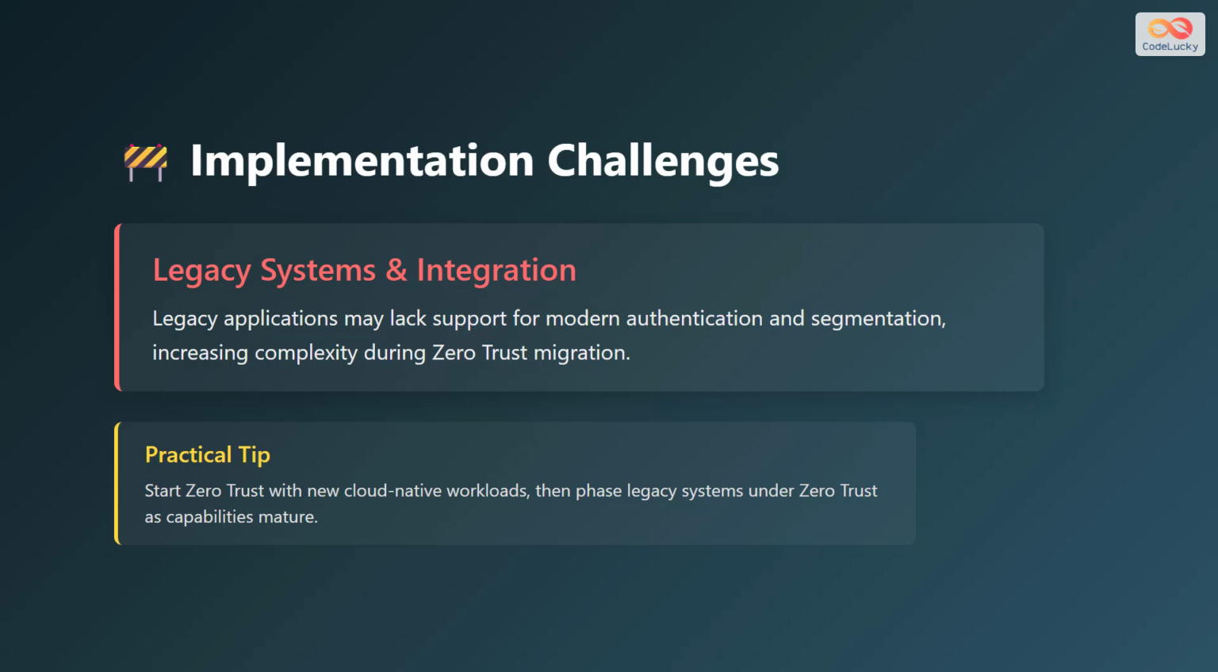Implementing Zero Trust does come with challenges. Legacy systems and integration pose significant hurdles, as older applications may lack support for modern authentication methods and segmentation capabilities. This increases complexity during Zero Trust migration. A practical approach is to start with new cloud-native workloads where Zero Trust is easier to implement, then gradually phase legacy systems under Zero Trust protection as your capabilities and expertise mature.